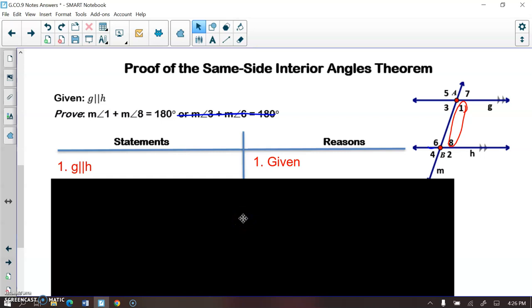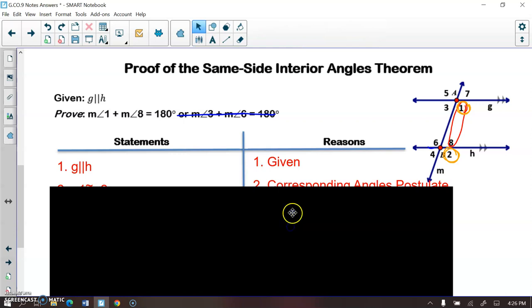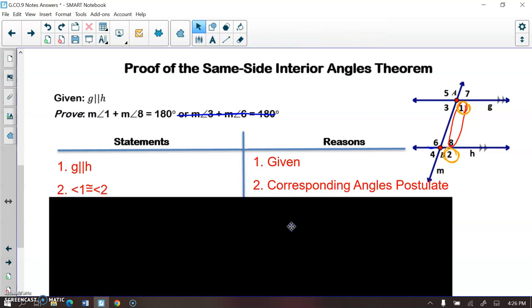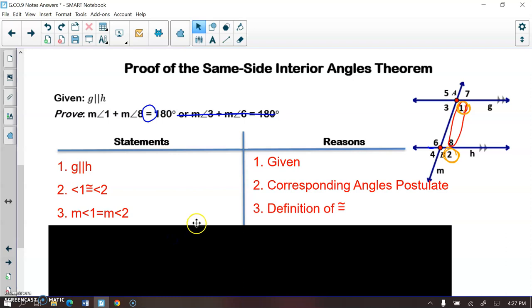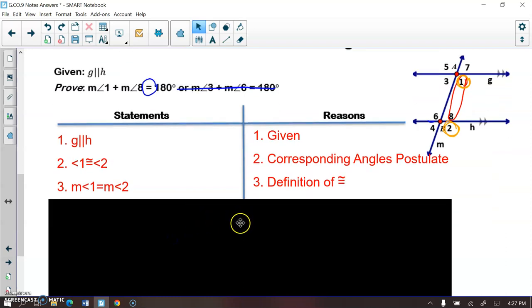Step 2, what I'm going to end up doing is I'm going to use angle 1 and angle 2. You could have used angle 7 and angle 8. And angle 1 and angle 2 are corresponding angles. So by the corresponding angles postulate, they're congruent. But in order to deal with equal signs or equations, I'm going to need to switch this congruent symbol into an equal sign. So I'm going to say the measure of angle 1 equals the measure of angle 2. That's the definition of congruence.